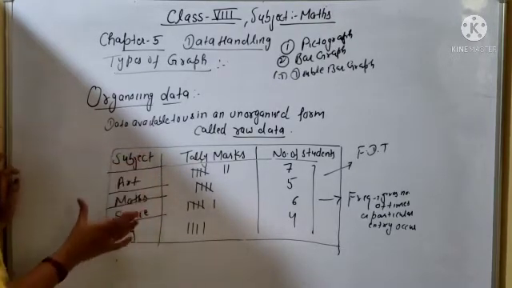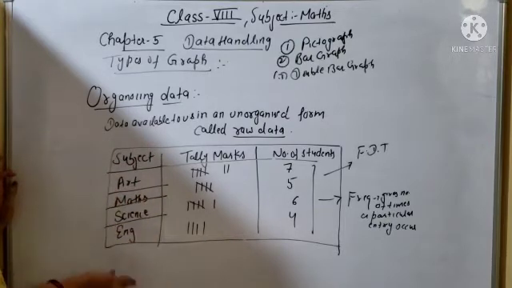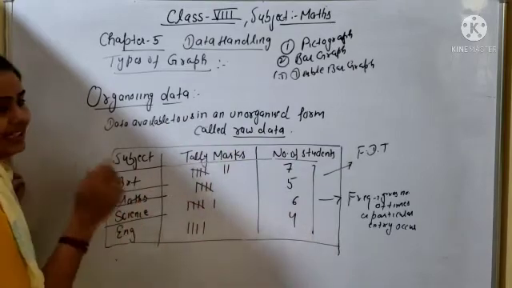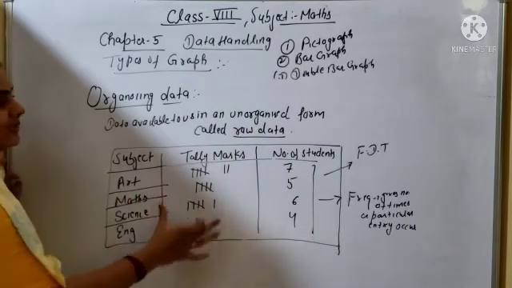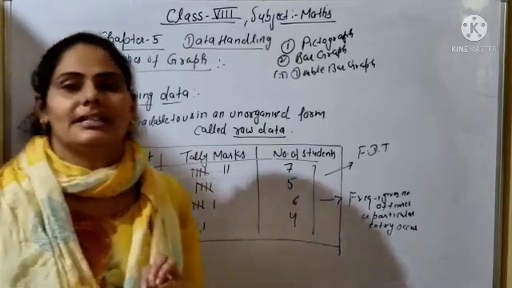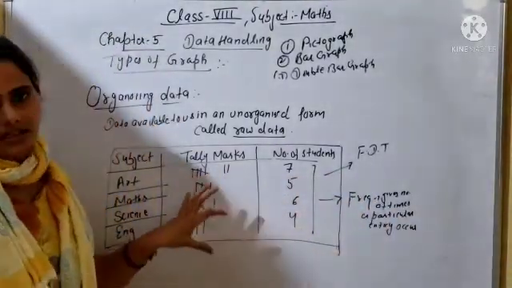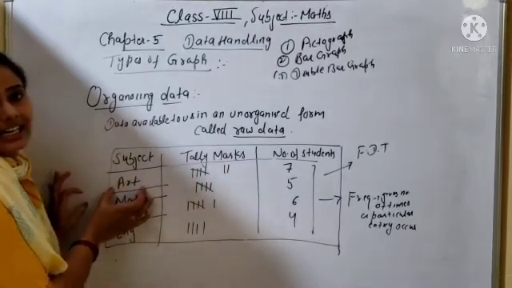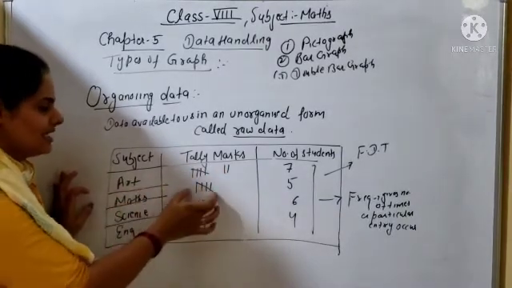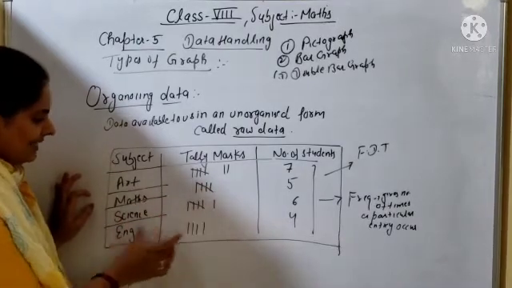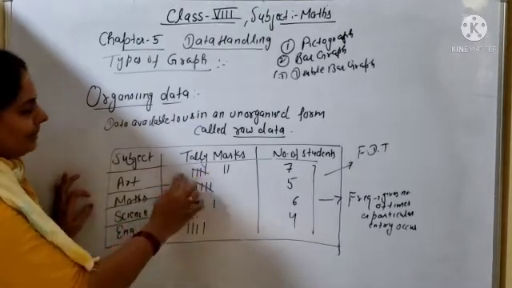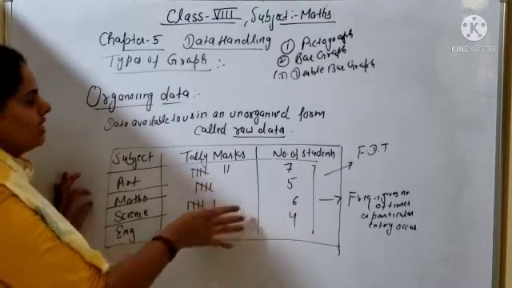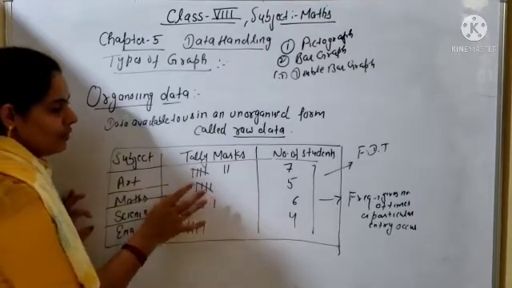First, subjects. The subjects are arts, math, science, whatever is given. After that you can write the number of students and the tally marks. First you will write the rough numbers: roughly how many students are taking art, how many are taking math, science, English. By these symbols you will collect the total number of students. So, do you know how to represent tally marks?